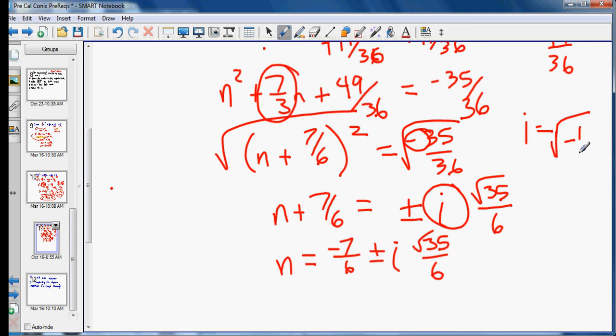So that completes completing the square. Forgive me, pun not intended.